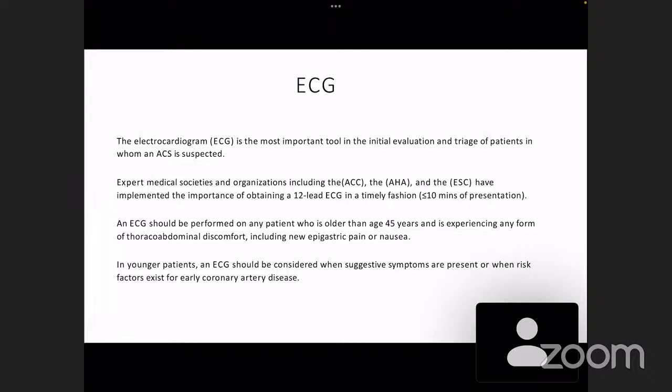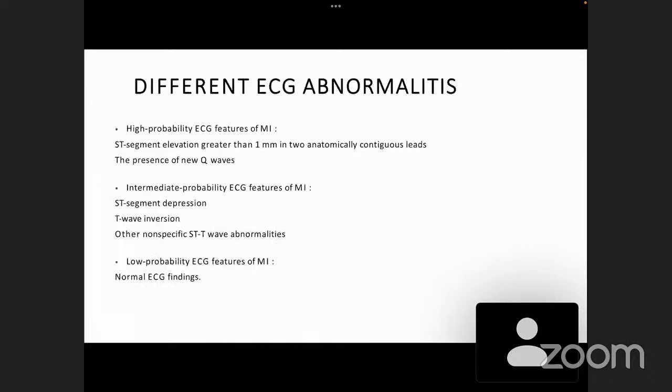For younger patients, an ECG should be performed if suggestive symptoms are present with high risk for early coronary artery disease. For the different ECG abnormalities, the high probability ECG features of MI are ST segment elevation greater than 1 millimeter in two anatomically consecutive leads, and the presence of a new Q wave. For the intermediate probability, ST depression and T wave inversion, and other non-specific ST-T wave abnormalities. For the low probability of MI, the ECG can be normal.